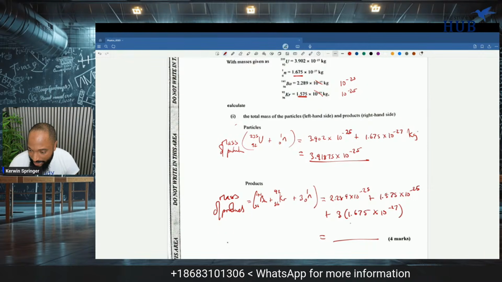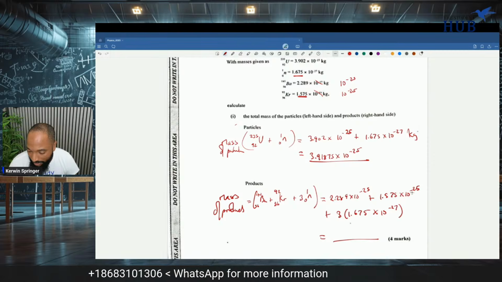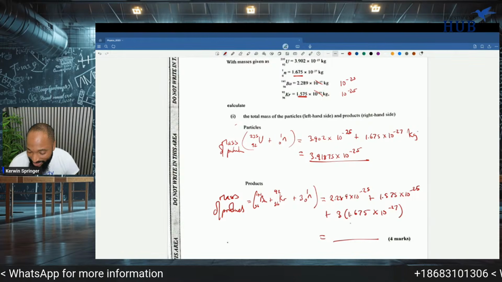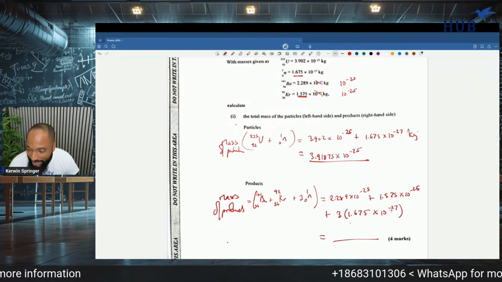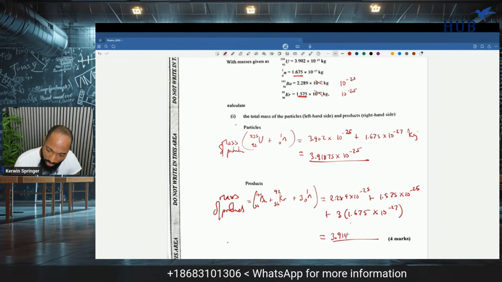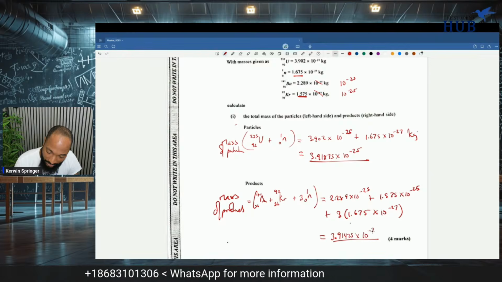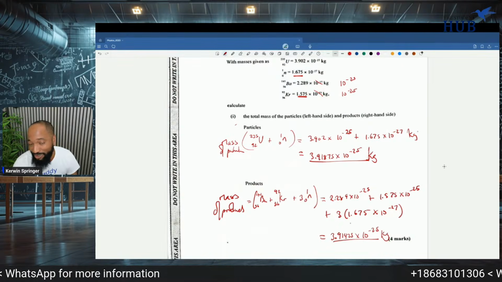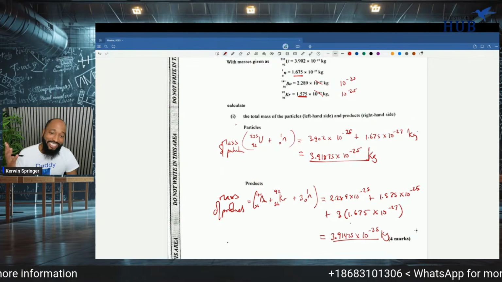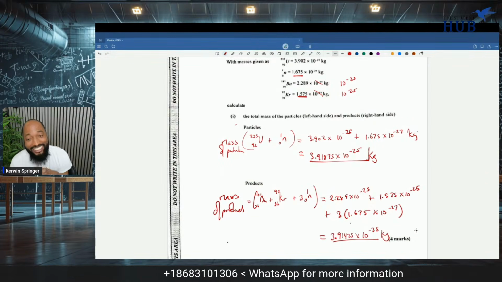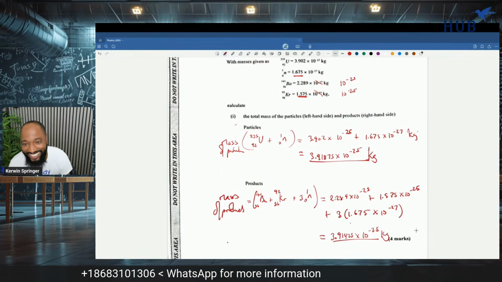2.289 times 10 to the negative 25, 1.575 times... I don't have any answers to verify it. And 3 times 1.675 times 10 to the negative 27. 3.91425 times 10 to the negative 25. By the way, in the future, if anybody watching this in the future sees anything wrong here, notice I didn't really touch a calculator for this whole thing, and that's the live people giving me these numbers.